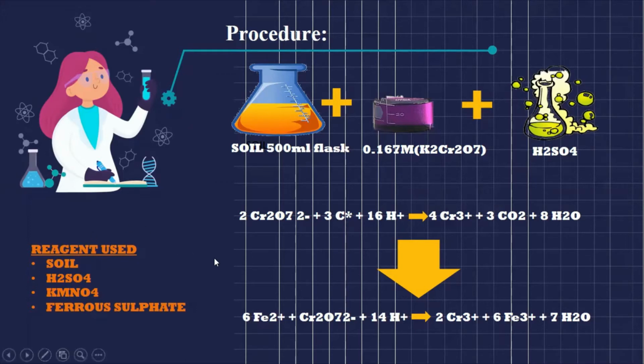Here is the chemical equation for the reaction. Potassium dichromate, which acts as an oxidizing agent, is converted into chromium ion, with which carbon dioxide is also released and water molecules are produced. Not all the potassium dichromate gets reduced into the chromium ion. The rest that is left unreacted is reduced into chromium ion by titrating it with ferrous thiosulfate. And in this way, from the concentration of chromium ion, we can calculate the organic content within the soil.